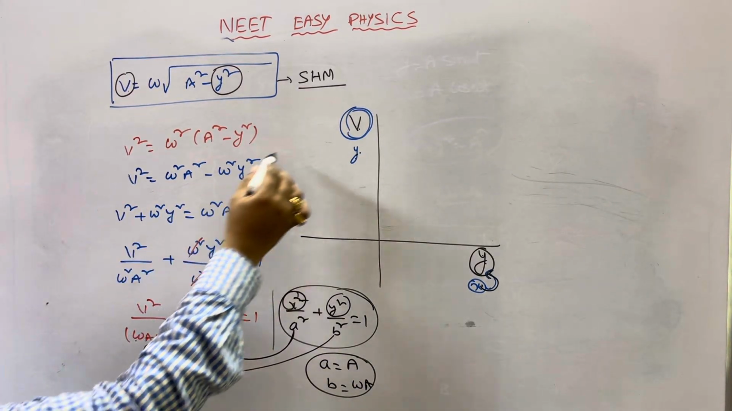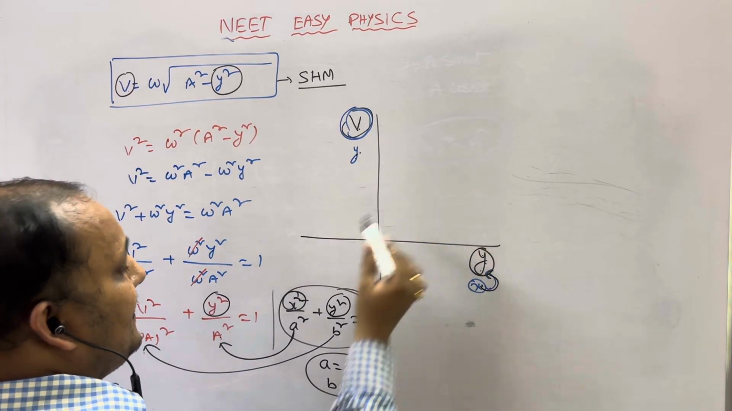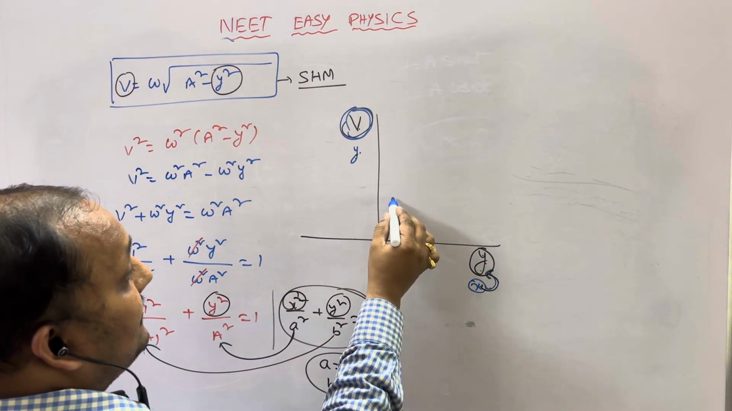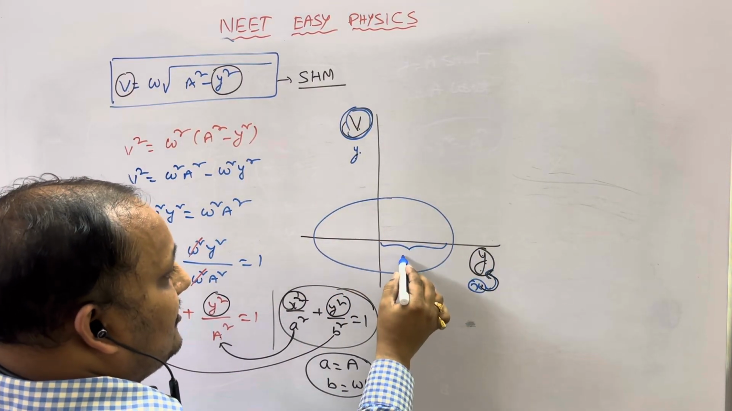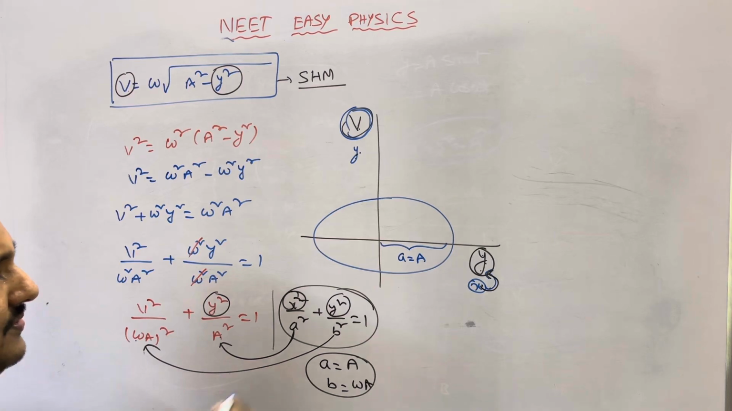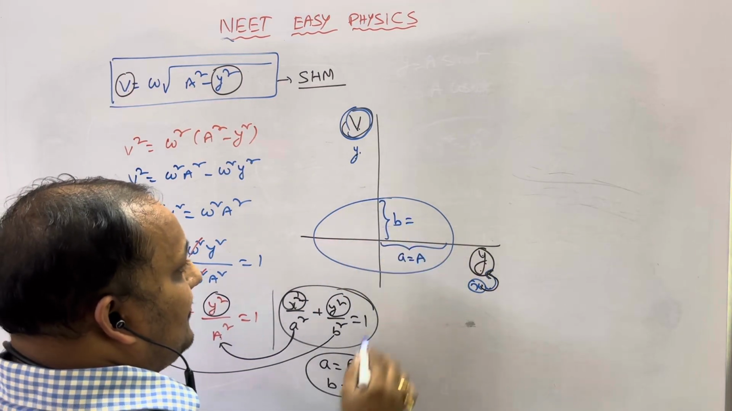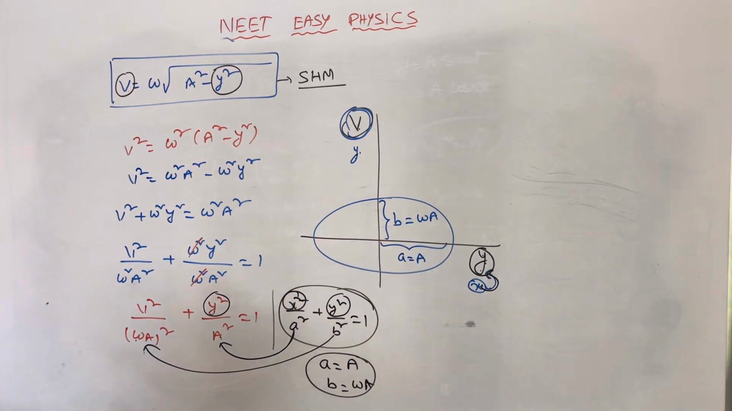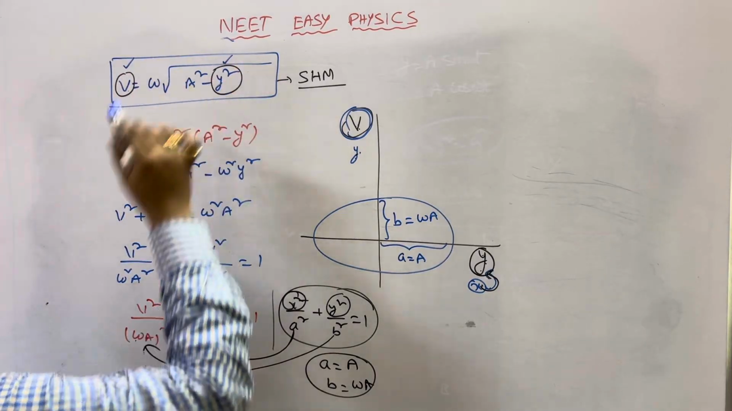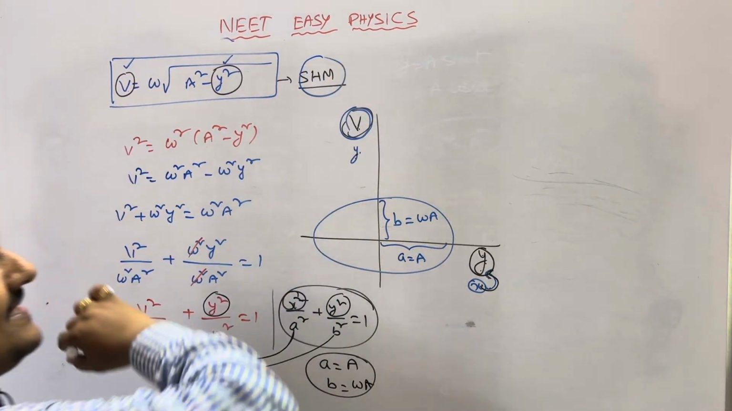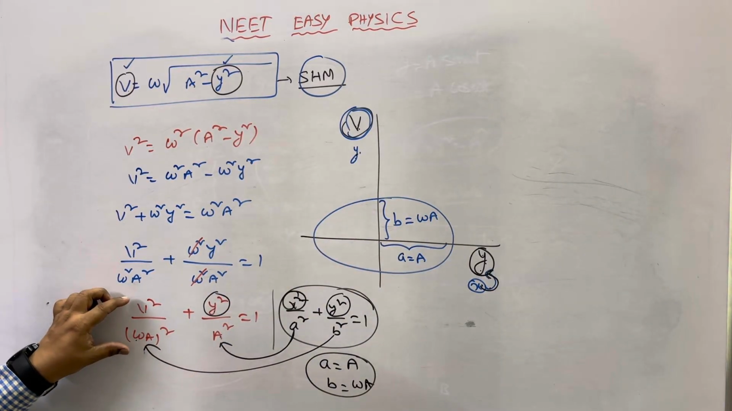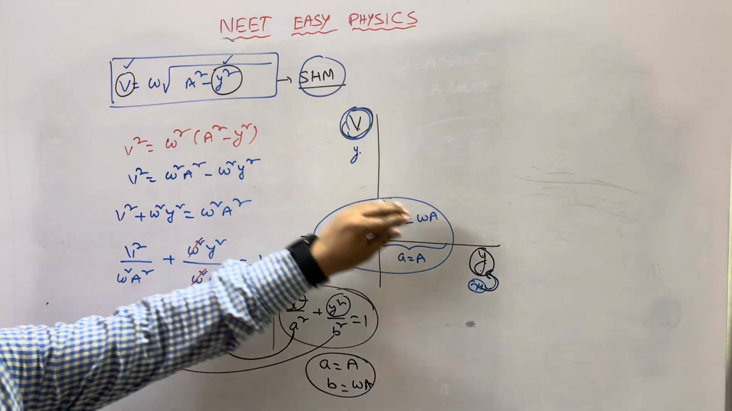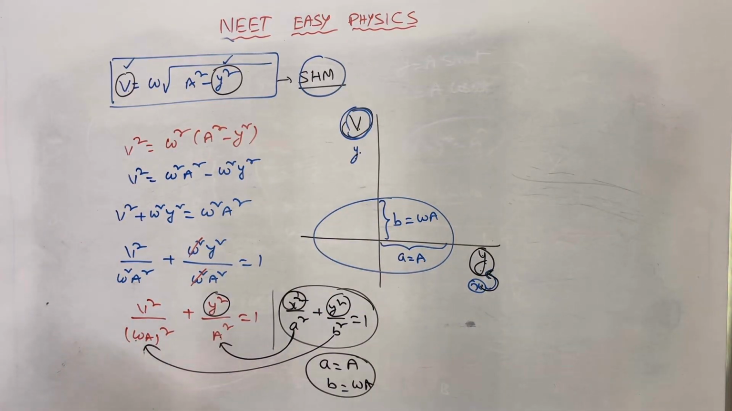Now what is the nature of the graph drawn between velocity and displacement? It is going to become an ellipse. What is the semi-major axis now? Small a is the amplitude, and b is omega a. Understood? So the nature of the velocity and displacement graph of the particle in SHM is an ellipse, according to the relation, with x and y taken on the x axis and y axis as we said.